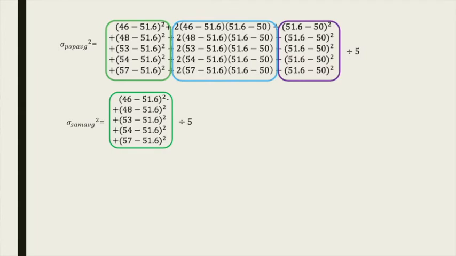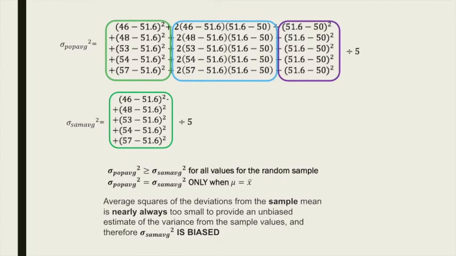Comparing the two variances, we are able to see that the variance using the population average consists of the variance using the sample average and 2 additional components in blue and purple. Therefore, although blue is always going to be 0, should the values of the sample and the population means be different, the variance using the population average is going to be larger than the variance using the sample average, as purple will consequently not be 0. Therefore, the average square of the deviations using the sample mean is nearly always too small to provide an unbiased estimate of the variance using the sample values and therefore is biased.